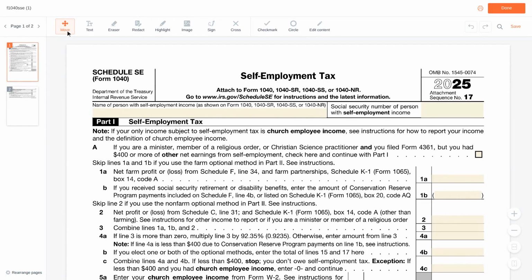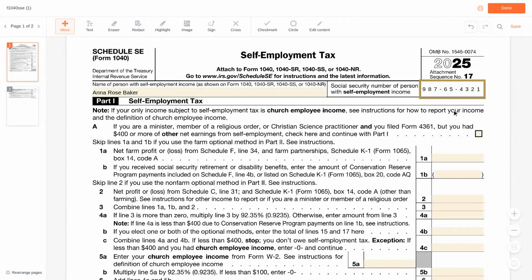Enter the name and Social Security number of the person with self-employment income. Line 2 is your net profit from Schedule C, or your share from a partnership. The form multiplies it by 92.35% to get your net earnings from self-employment, then applies the tax. Only net earnings of $400 or more are subject to the tax.